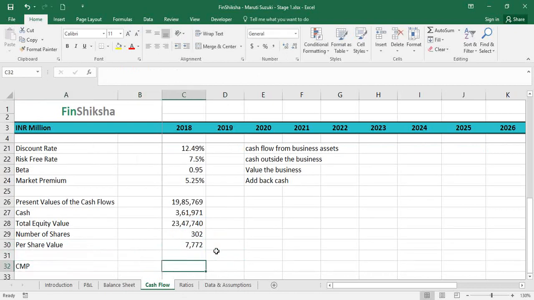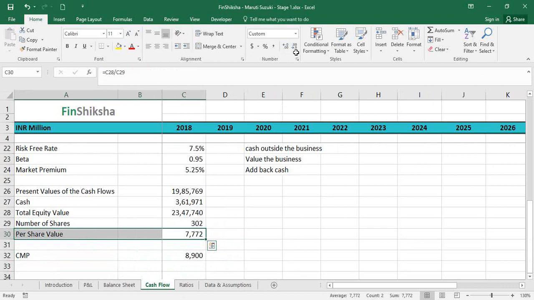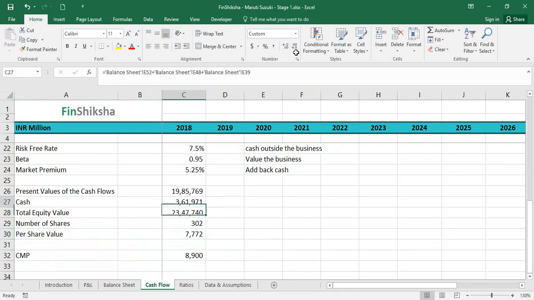The current market price, if I'm not wrong, is about 8,900. So just purely based on this first cut DCF analysis that we have done, it appears that this is overvalued at the current price point. The per share value probably should be close to 8,000. It's trading at close to 9,000. Remember, however, that this is based on a first cut analysis.